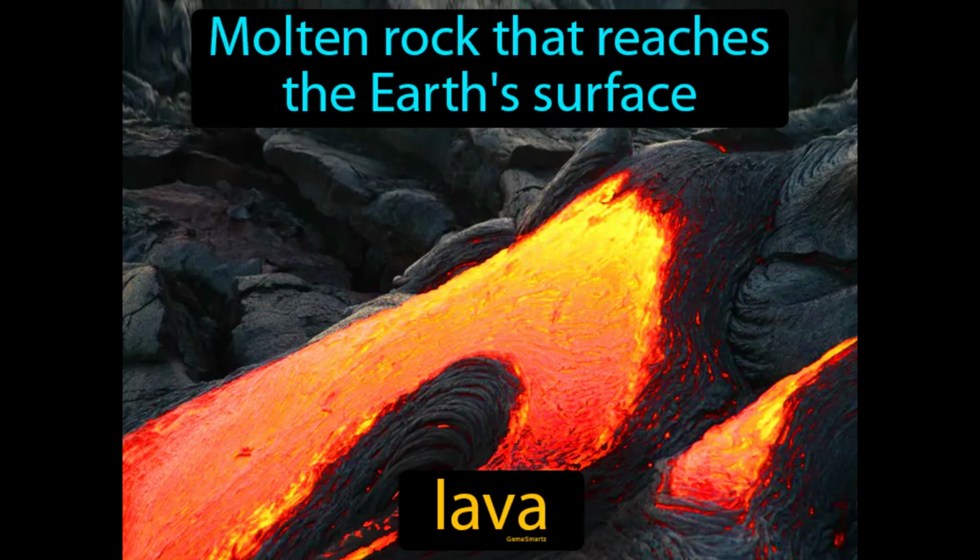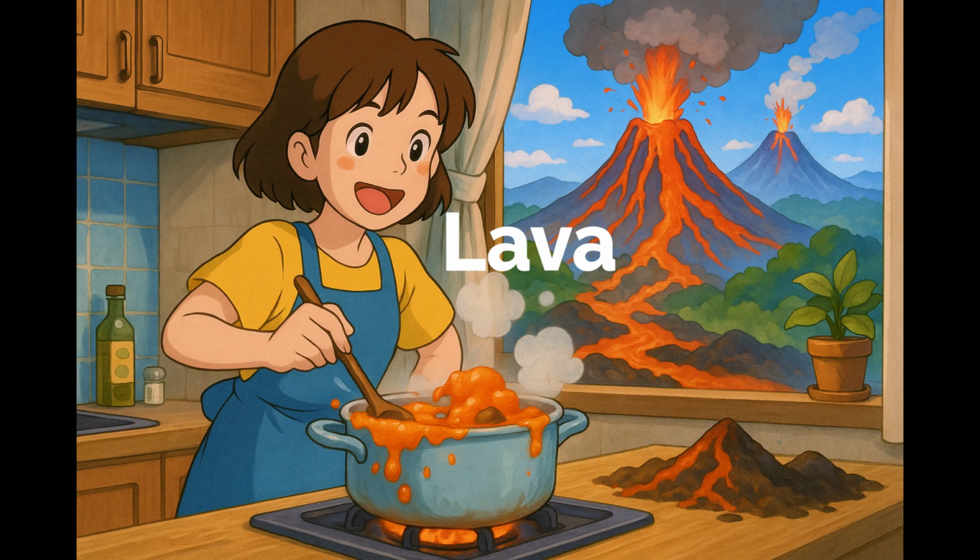Molten rock that reaches the Earth's surface: lava. Lava is hot liquid rock that flows out of a volcano during an eruption. Imagine a pot of soup on the stove, simmering gently, and as it heats up, bubbles start to rise and occasionally spill over the edge.